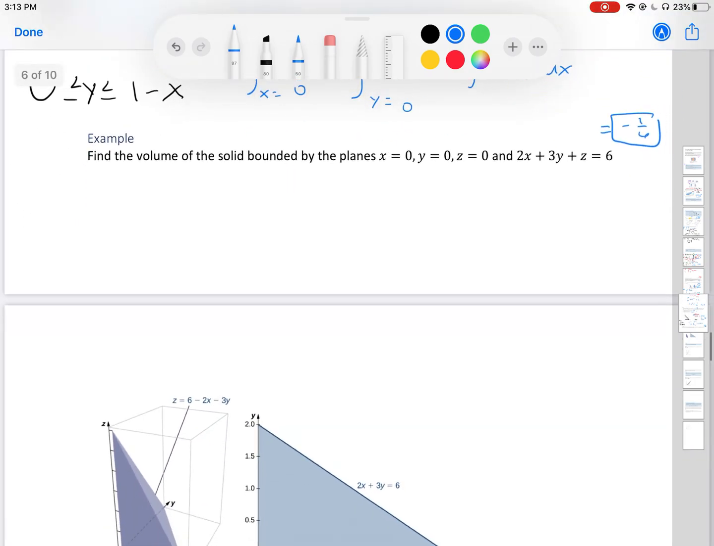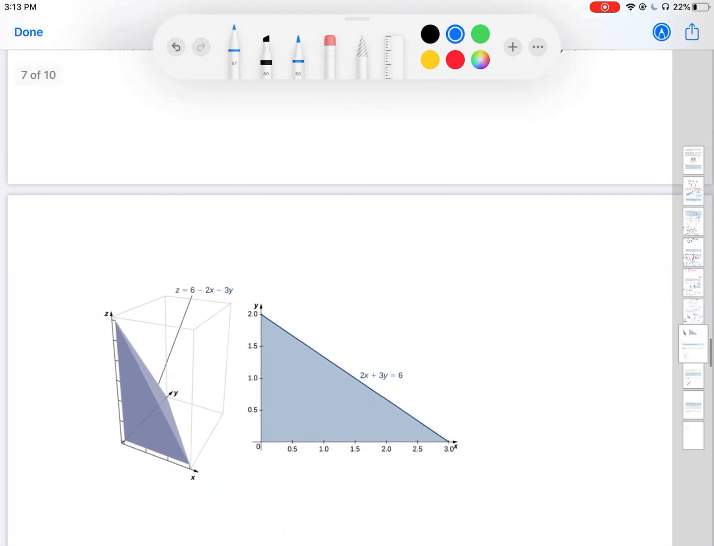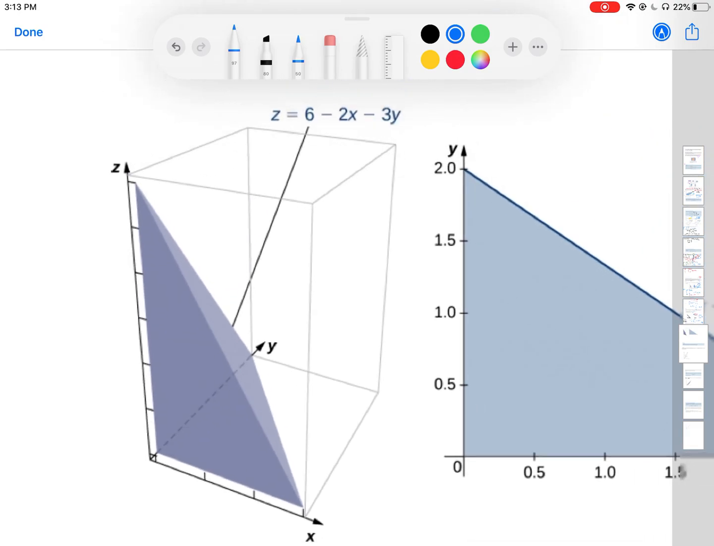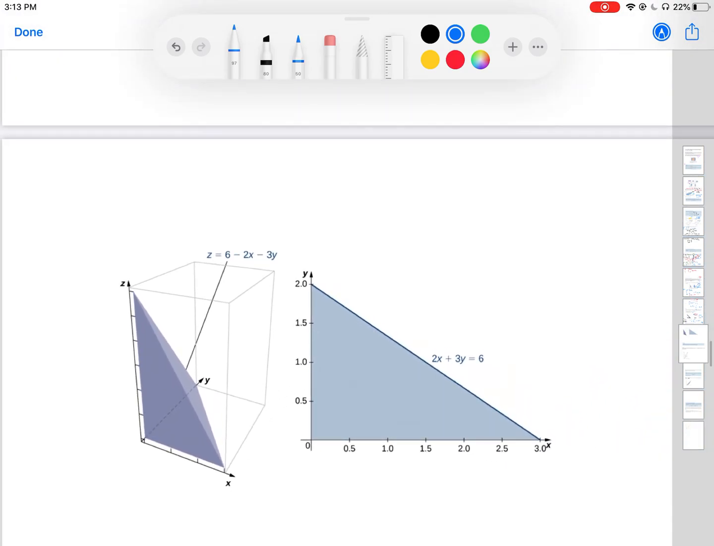Next example, find the volume of the solid bounded by the planes x equals 0, y equals 0, and 2x plus 3y plus z equals 6. All right, so I give you these pictures here. So this is the enclosed triangular figure. Now we wish to find the volume of that.